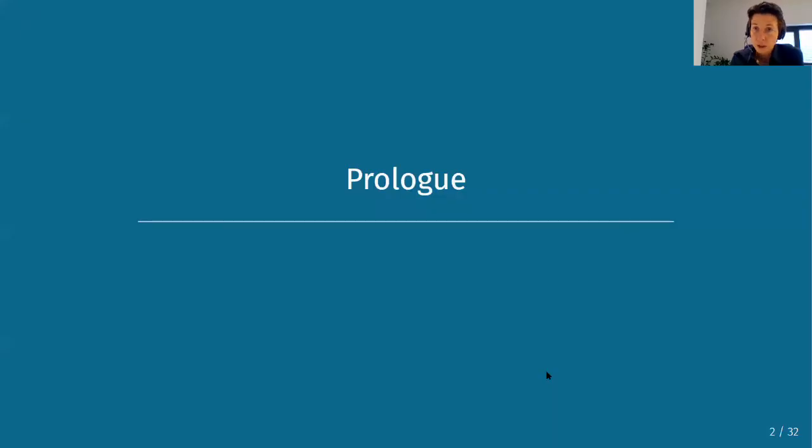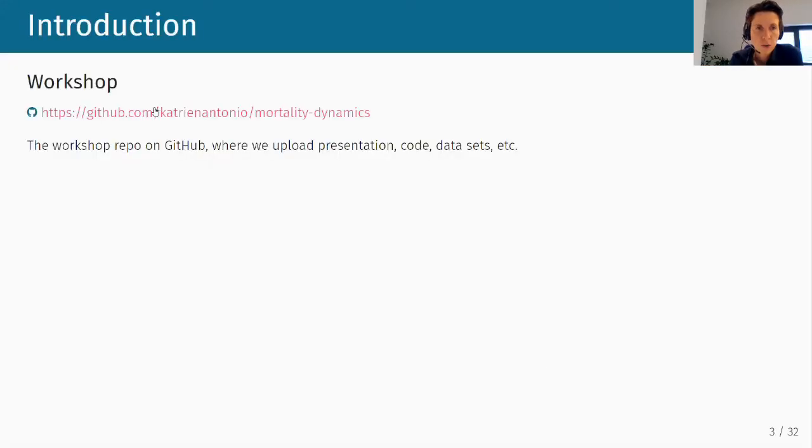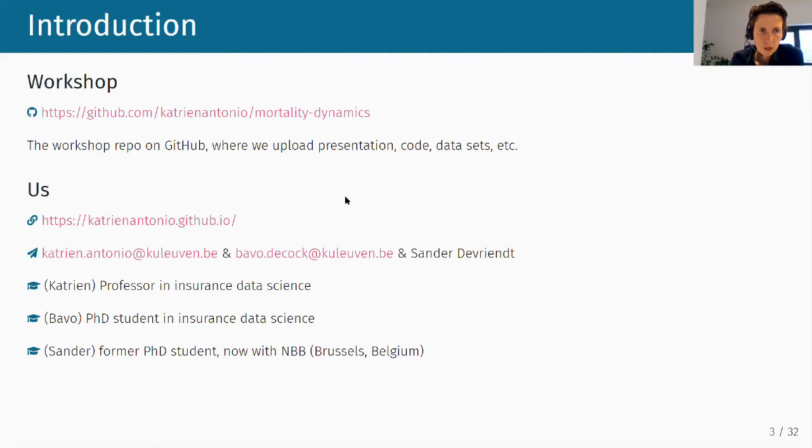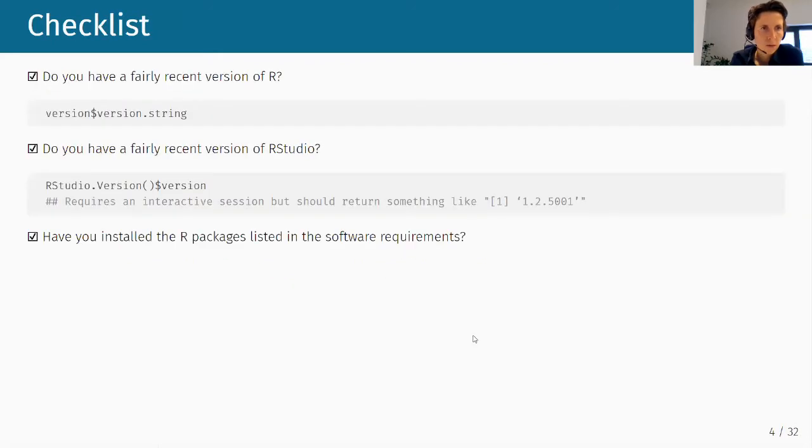First of all, where can you find the material? Our material is available on this GitHub repository, so you can find the lecture sheets there. You can also find an R script that contains all the code chunks that you will encounter throughout this presentation. Here are our coordinates, so you know that by now.